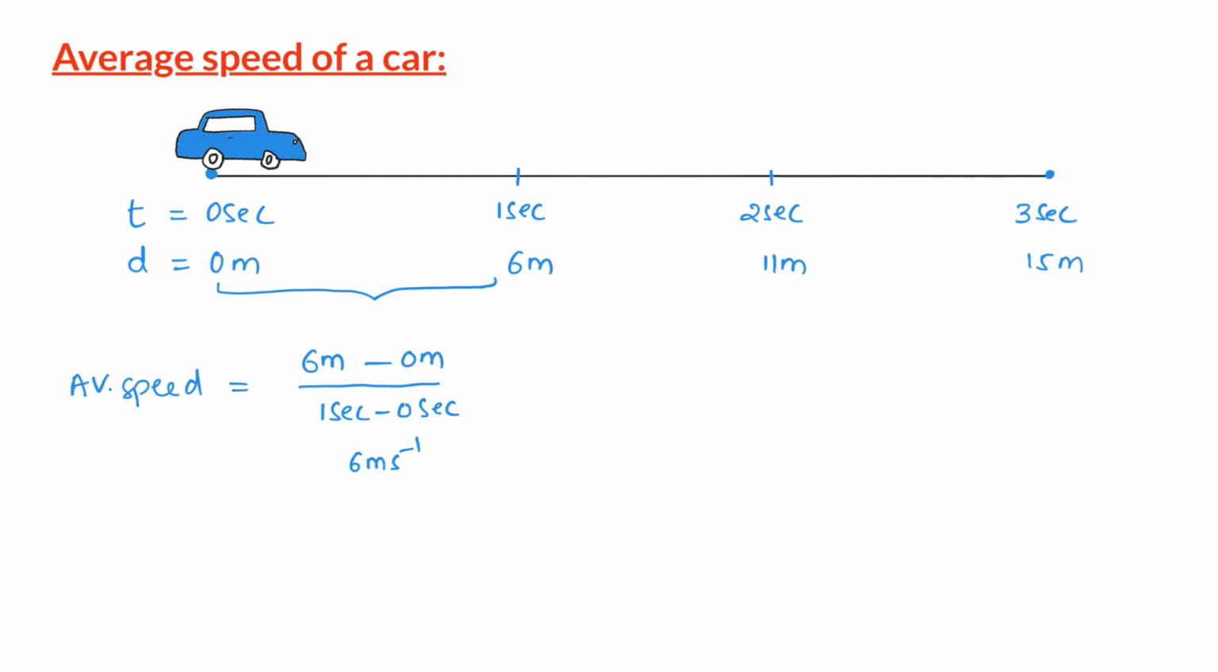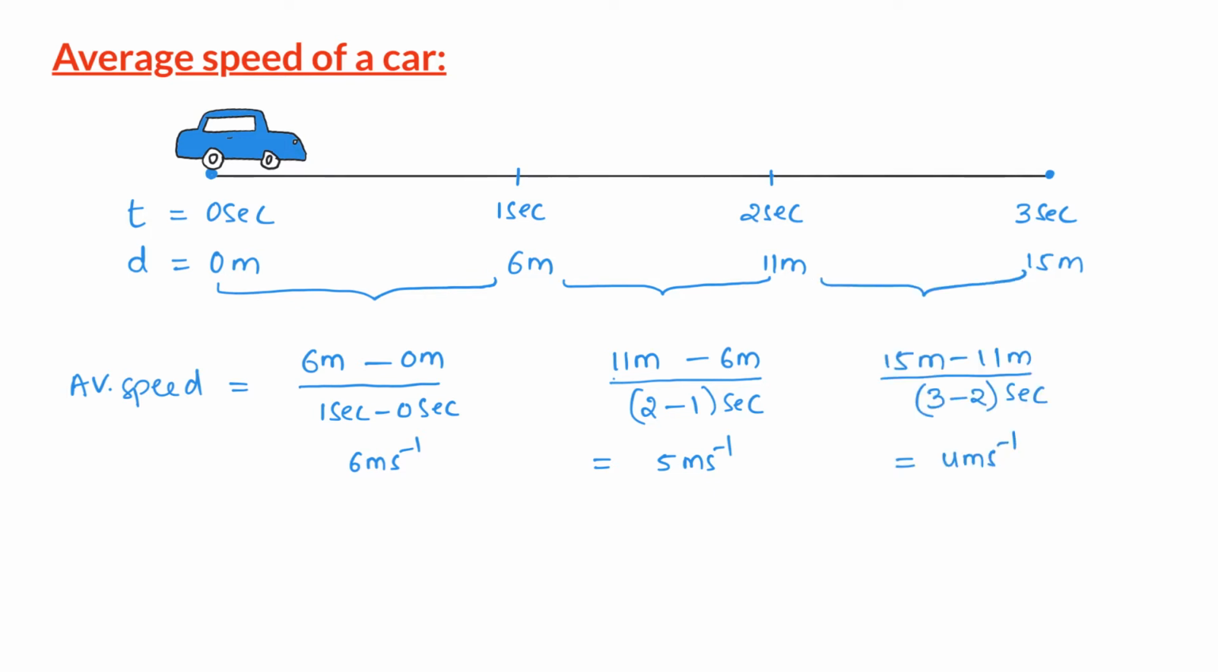We can do the same thing for the second time interval, that is from 1 second to 2 seconds. The average speed is equal to the distance traveled at 2 seconds, which is 11 meters, minus distance traveled at 1 second, which is 6 meters, divided by 2 minus 1 seconds. If we do the math, we get 5 meters per second. And we can continue to do this for the third 1 second interval, and we get 4 meters per second.